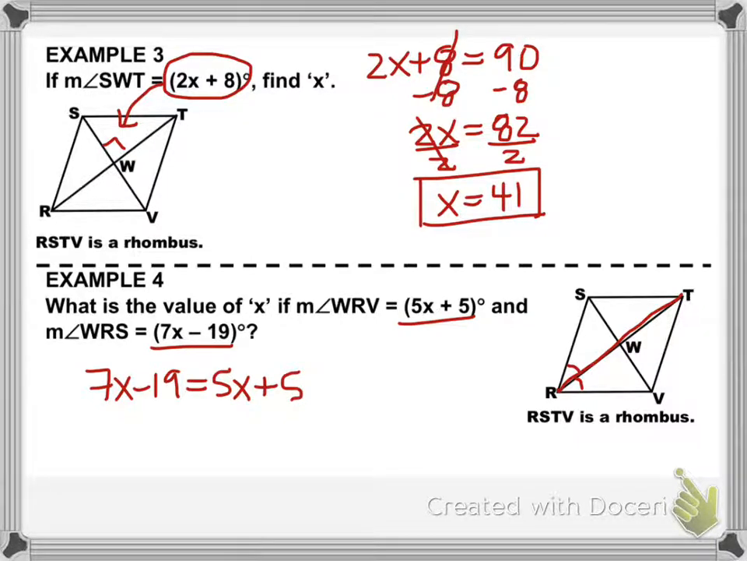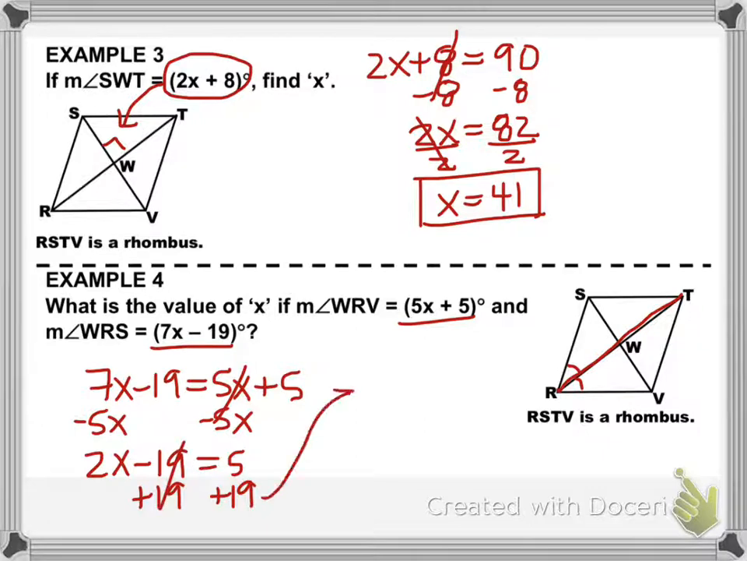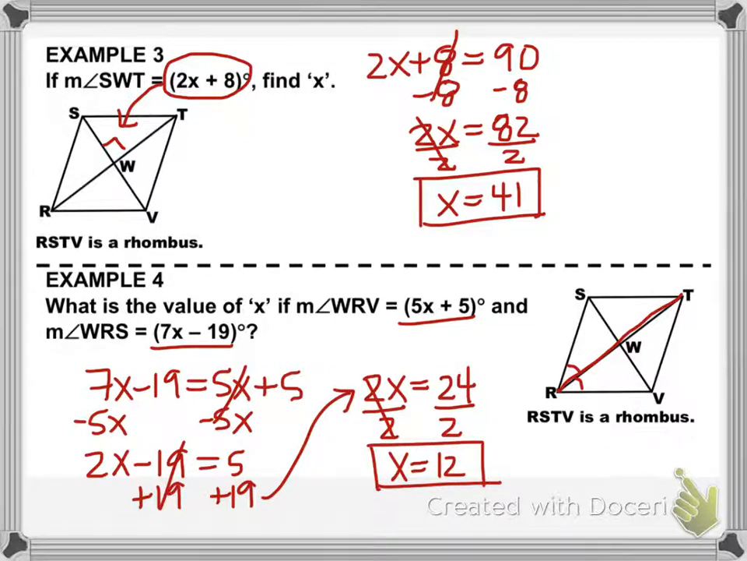We're going to first move our x's to one side. I want to move them to the left. So I'm going to subtract 5x from both sides. So we get 2x, 7x minus 5x is 2x, minus 19 equals 5. And then I'm going to move my constants to the right by adding 19 to both sides. So I've got 2x on the left equals 5 plus 19, which is 24 on the right. And then we'll divide both sides by that 2. So x equals 12. There's the value of x. All right, so remember how all these angles are working together with a rhombus.